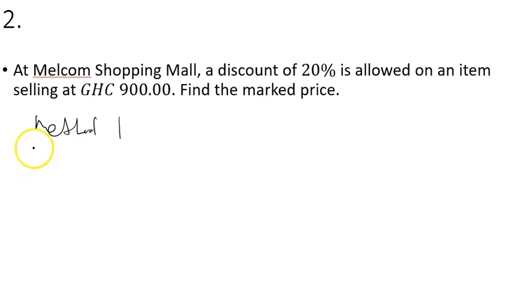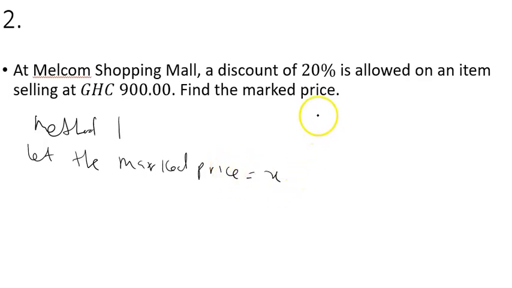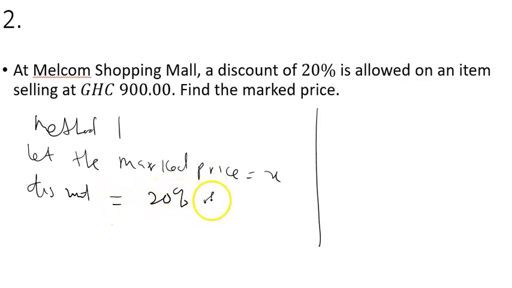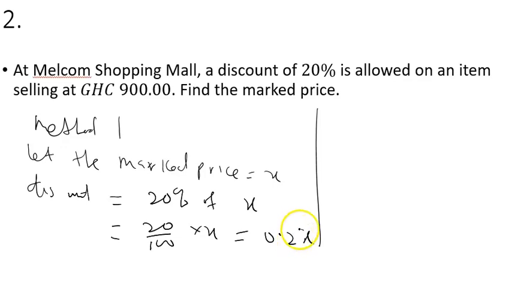We let the mark price equal S. Then the discount allowed is 20% of the mark price S. Let's find 20% of S. So we have 20 over 100 times S. That is 0.2S. This is the discount allowed.